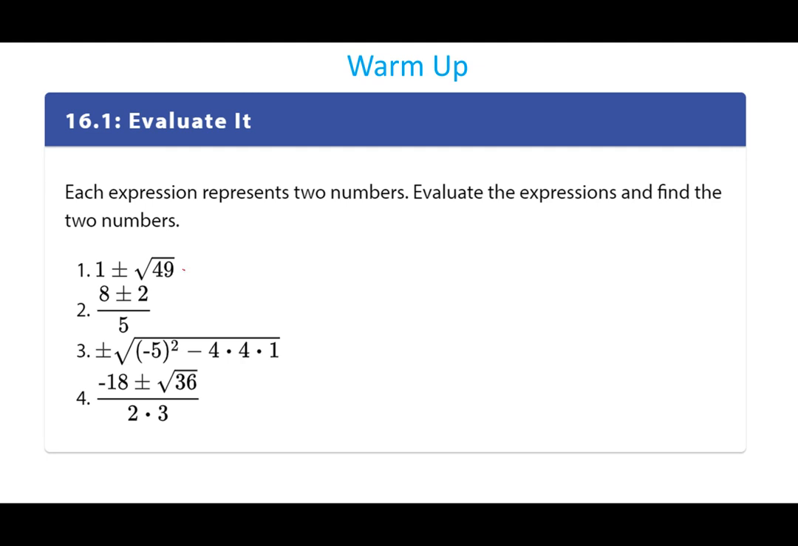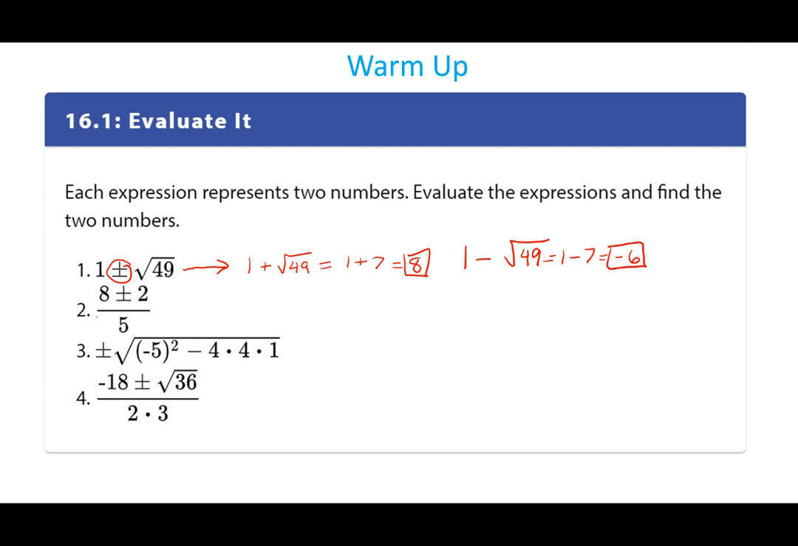Looking at the first one, remember that this means both 1 plus the square root of 49, which equals 1 plus 7, because the square root of 49 is 7, and that's going to be 8. But we're not done. Because of this plus or minus, we're going to have another solution also, 1 minus the square root of 49, which means 1 minus 7, where we get -6.